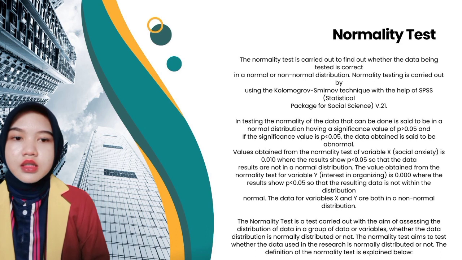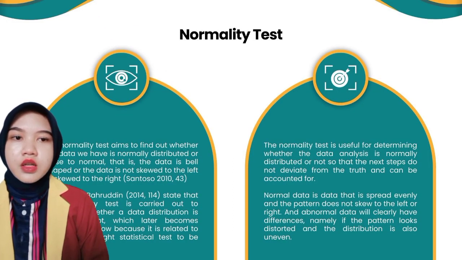The normality test is a test carried out with the aim of assessing the distribution of data in a group of data or variable, whether the data distribution is normally distributed or not. The normality test aims to test whether the data used in the research is normally distributed or not. The definition of the normality test is explained below. The normality test aims to find out whether the data we have is normally distributed or close to normal. That is, the data is bell-shaped, or the data is not skewed to the left or skewed to the right.